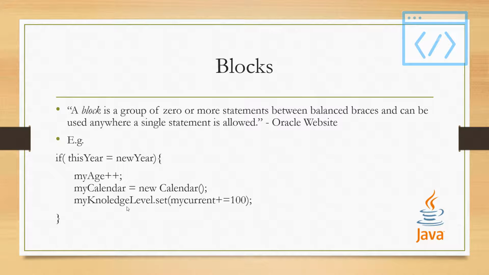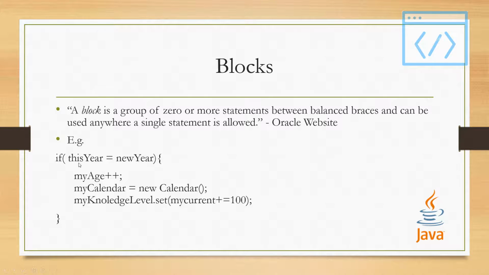Now, if you look at the code, let's switch back to Eclipse. Actually, quickly, first thing here, this is explained by Oracle, and I think they put the definition of a block really nicely. So a block is a group of 0 or more statements between balanced braces, which are these curly braces, and can be used anywhere a single statement is allowed. So I'll explain what this means now, but you can have a look at this example.